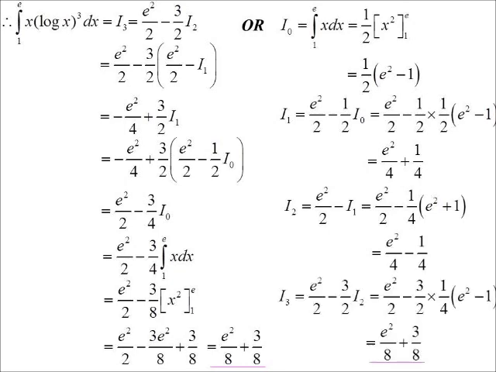They then say, well, I_1 would be e squared on 2 minus a half I_0. So then substituting in their answer for I_0. So now they've got I_1. Then they'll work out I_2, substituting in their answer for I_1. And then finally they can get to I_3 and come up with the answer. I guess it's just a matter of preference which way you prefer to go. Start at the bottom, work your way up, or start at the top and work your way down.